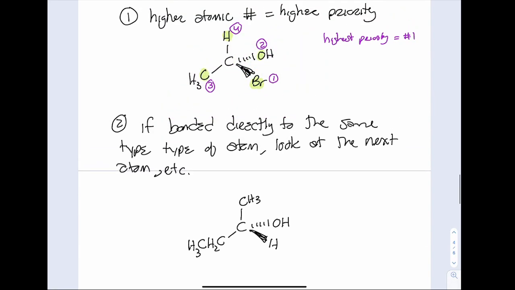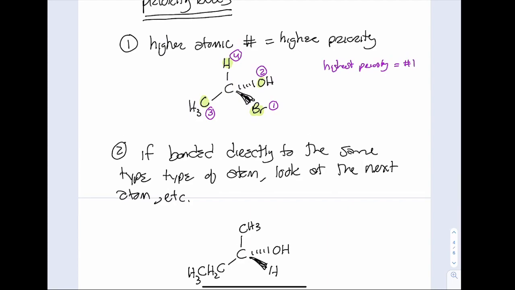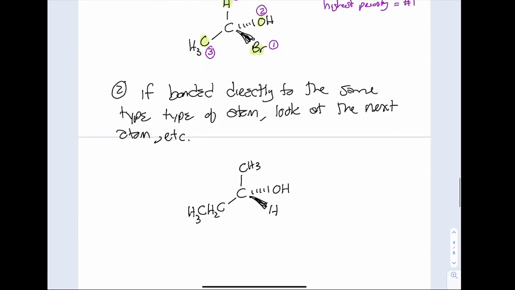You do these in order. So first one, higher atomic number, higher priority. So I'm comparing carbon, right? I'm looking at the first thing it's bonded to: carbon, to oxygen, to hydrogen. And I know oxygen has the higher atomic number, so it's my highest priority, right? It's number 1. And then carbon would come next, but this is where I need my second rule.